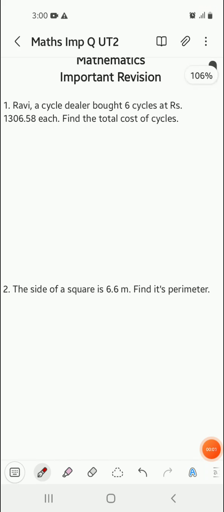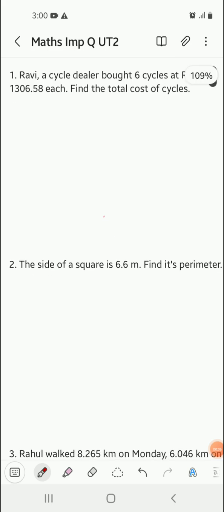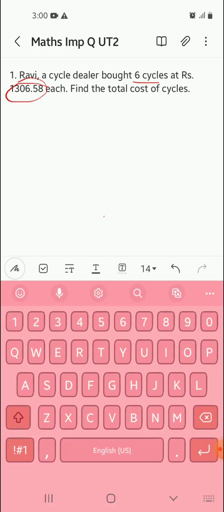Today we are going to discuss some simple sums from perimeter, money, and measurement. Okay, so right now the first question. Ravi, a cycle dealer, bought 6 cycles at rupees 1306.58 each. That means the price of each cycle is 1306.58. So let's begin with writing the statement.